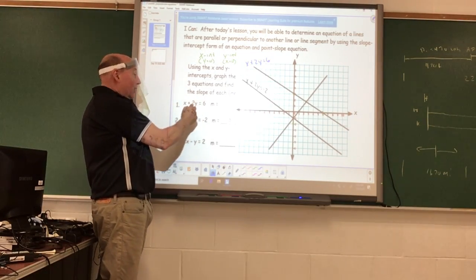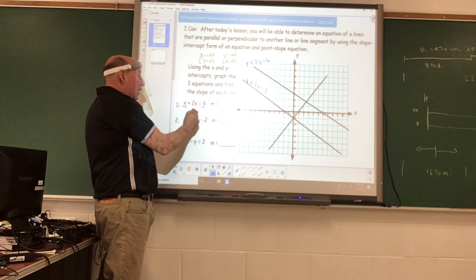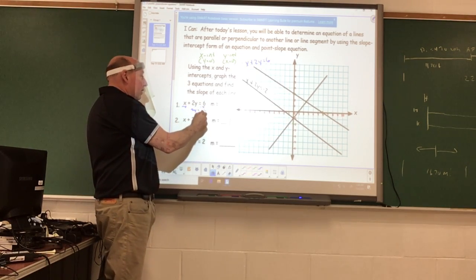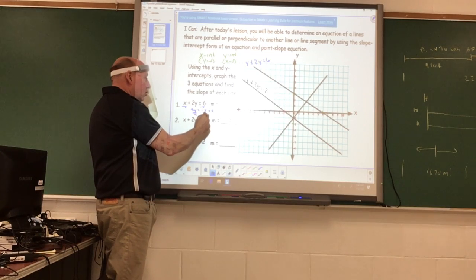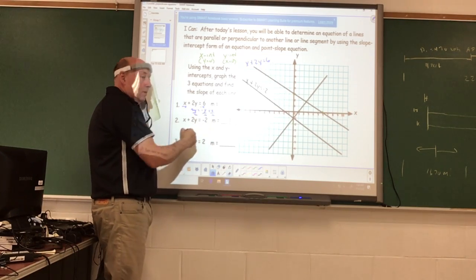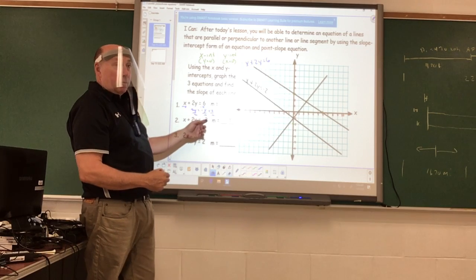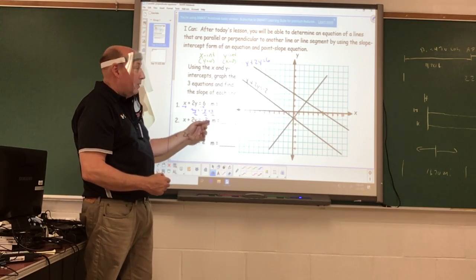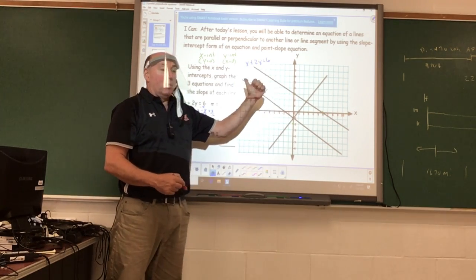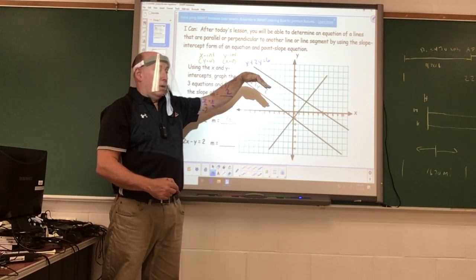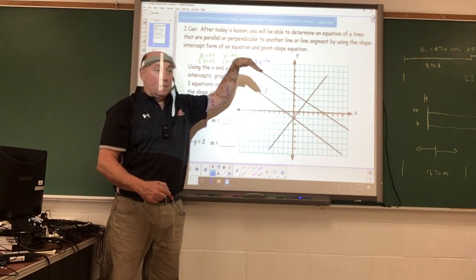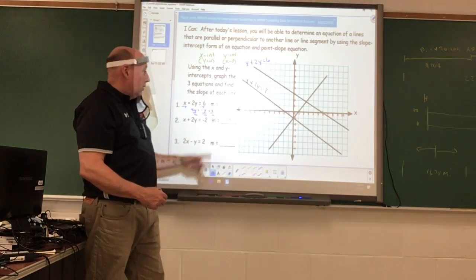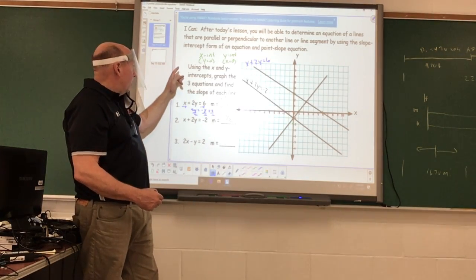If I take a look at this, I can subtract x. So we have 2y is equal to negative x plus 6. Divide by 2, divide by 2, divide by 2. So my slope here would be a negative 1/2. Going upwards to the left is a negative slope, and going downwards to the right is a negative slope. So both those slopes should be negative 1/2.